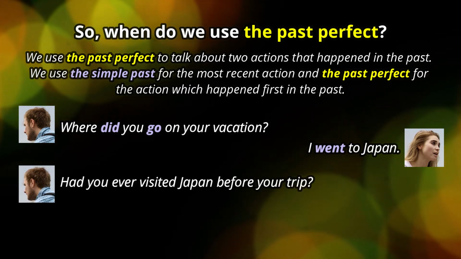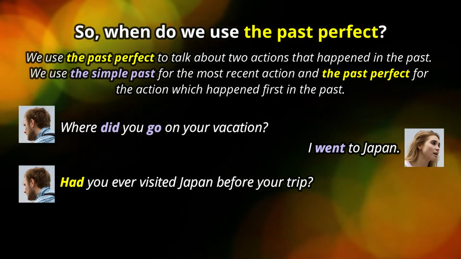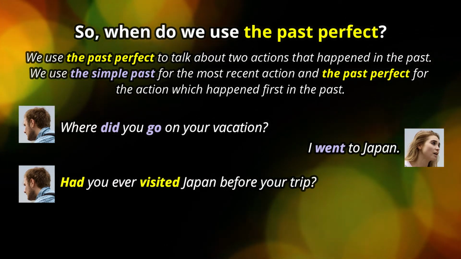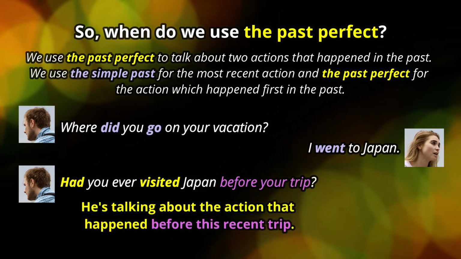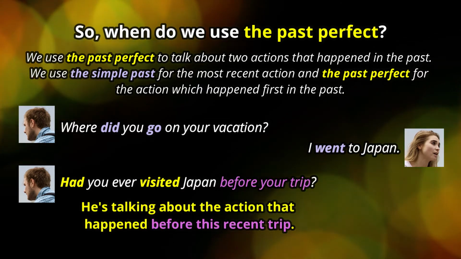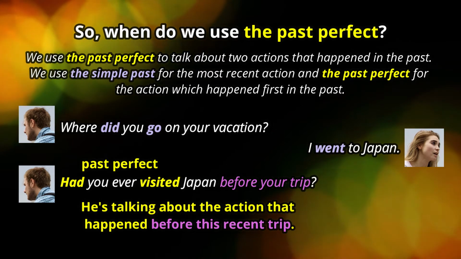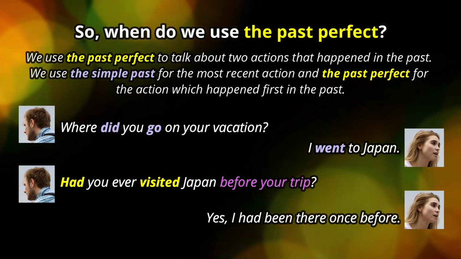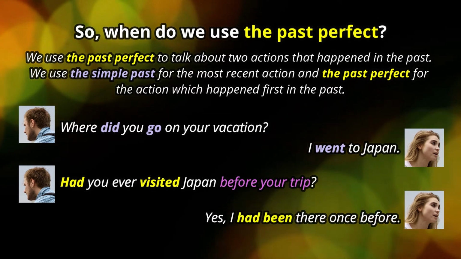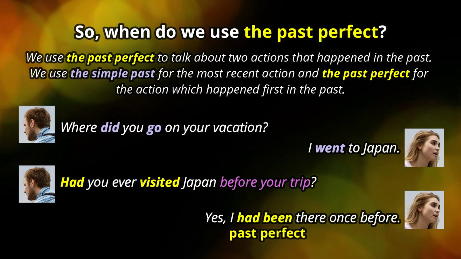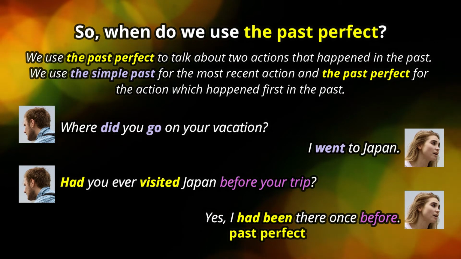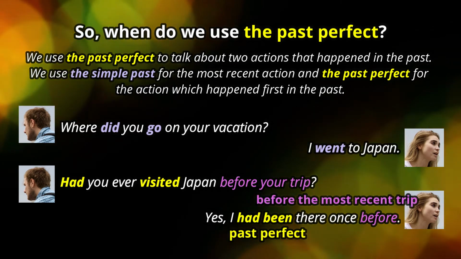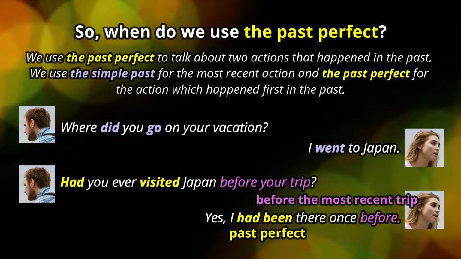Then the man asks, had you ever visited Japan before your trip? Now he's talking about the action that happened before this recent trip, and he uses the past perfect. And the answer from the woman is the same way. Yes, I had been there once before. And when she says before, she means before the most recent trip that she took. Got it? All right, let's look at another example.